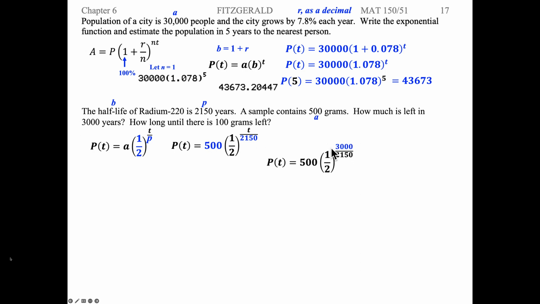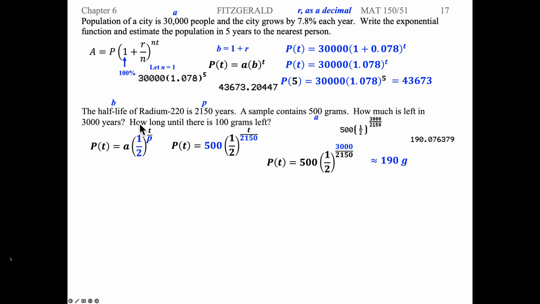So let's plug in the 3,000. Let's go to our calculator and enter this all in. 500 times 1/2 raised to 3,000 over 2,150 gives us 190.07 grams. So I'm just going to say approximately 190 grams. Now, don't get me wrong, you could put 0.5 there instead of a half. Up here, if you wanted to simplify it, you could just cancel the zeros and put 300 over 250. It still does the same thing. But just let the calculator crunch the numbers for you.